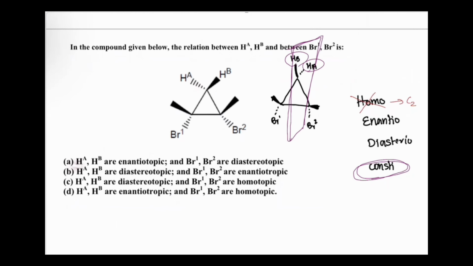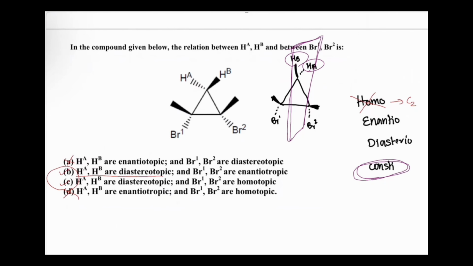So here, HA and HB enantiotopic: this option is wrong. In option B, HA and HB are diastereotopic, so it can be right. Again in C, HA and HB are diastereotopic, so it can also be right. In D, HA and HB are enantiotopic, so this is also wrong. So the answer can be either B or C.